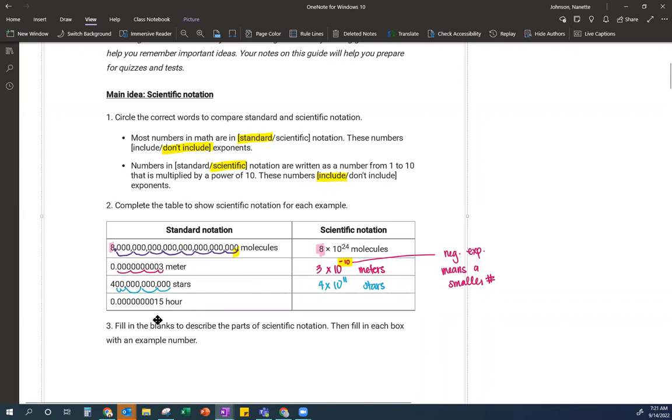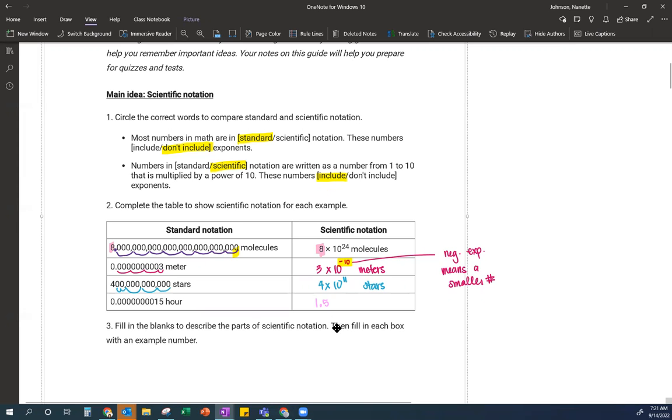So what does that mean you're going to do? Well, over here, I'm going to write 1.5. Because again, you just said that I had to do it between 1 to 10, and 1.5 is a number 1 to 10. I can't use 15. That's not scientific notation because the number is not from 1 to 10.